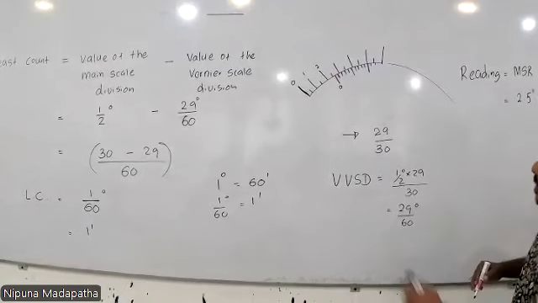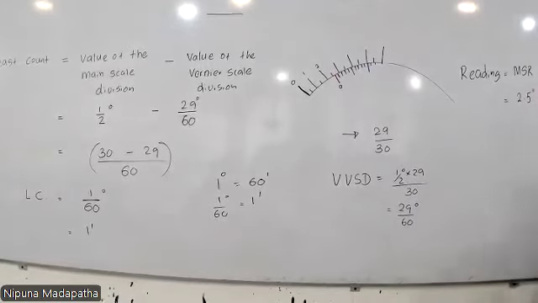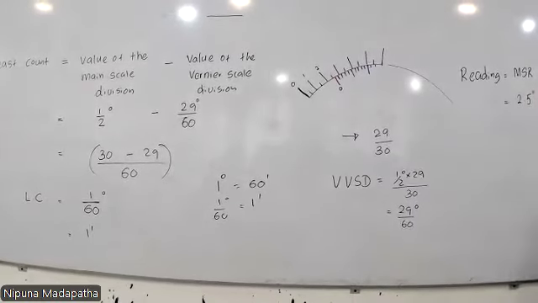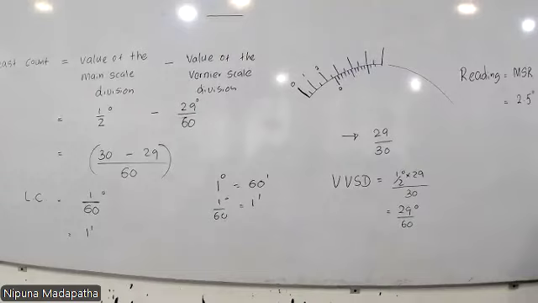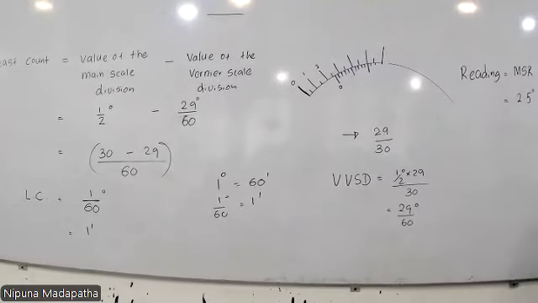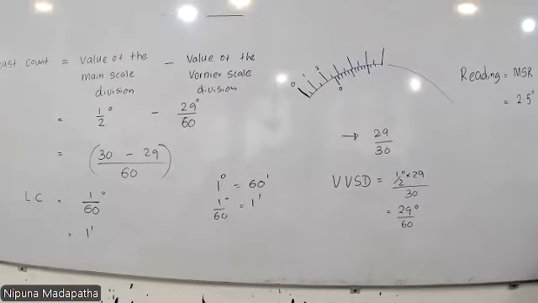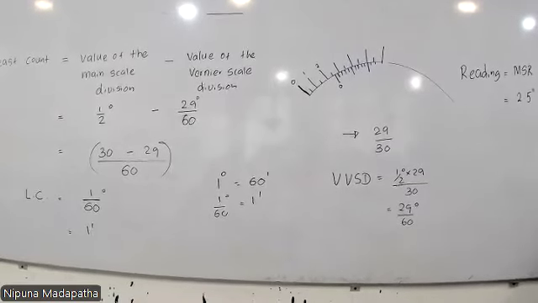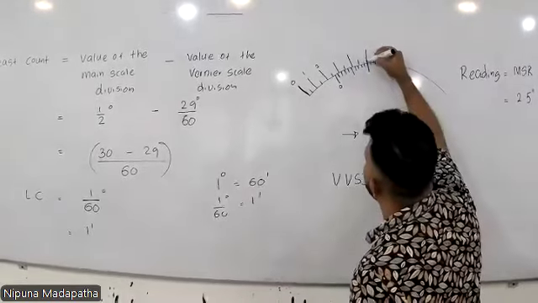It is in degrees. You can write it in minutes as well, but I'm going to deal with degrees only. So 2.5 is the main scale reading. Then what is the vernier scale reading? How do you get the vernier scale reading? The first thing you need to find out is which vernier mark is in line with the main scale. Which one? Actually, this one.